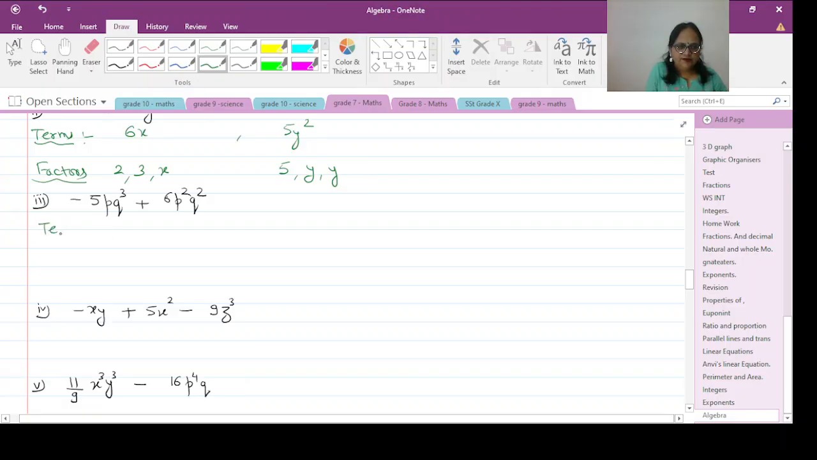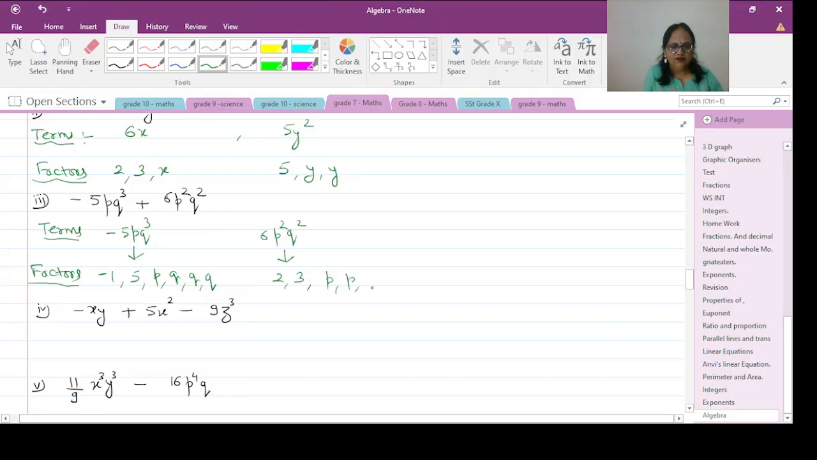Terms are minus 5p q cube and 6p square q square. Factors: minus 1 comma 5 comma p comma q, q and q, because q to the power 3. This one, 6 can be written as 2 comma 3 p comma p q comma q.